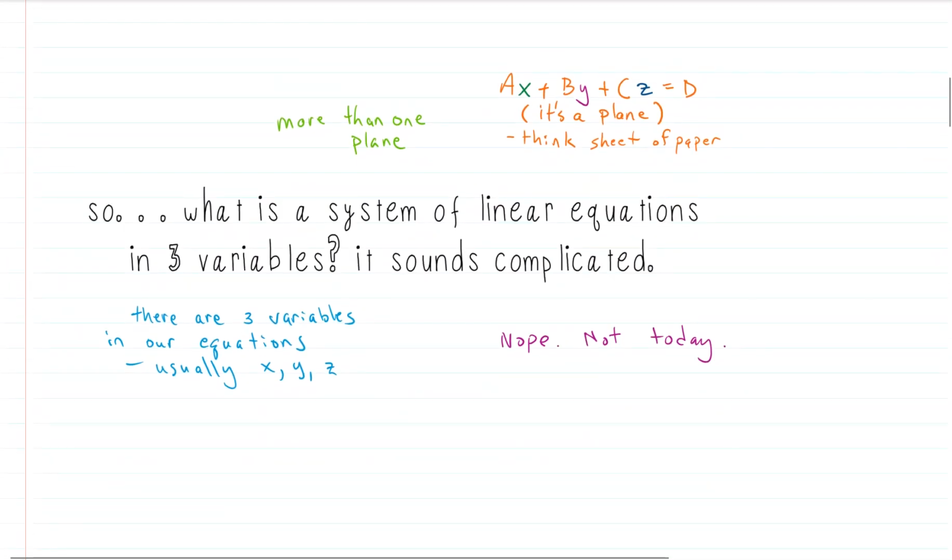All right, so you're wondering, what is a system of linear equations in three variables? Because it sounds kind of complicated. Well, let's break it down, because it really isn't that bad. If you look at the three variable part of this definition, it just means we have equations in our system, and our equations have three variables. Usually they're x, y, and z, but they could be any three variables that we want.